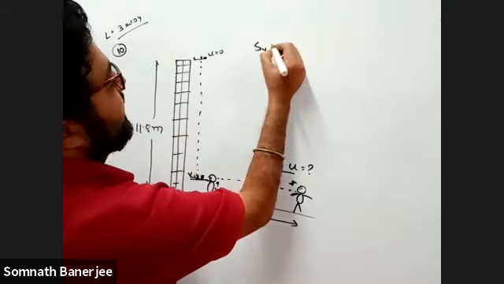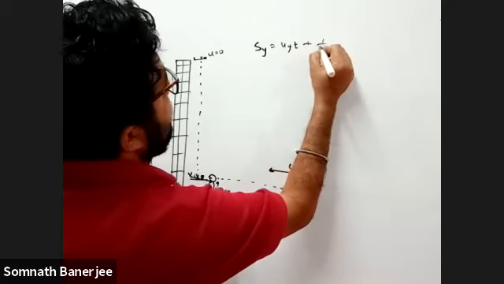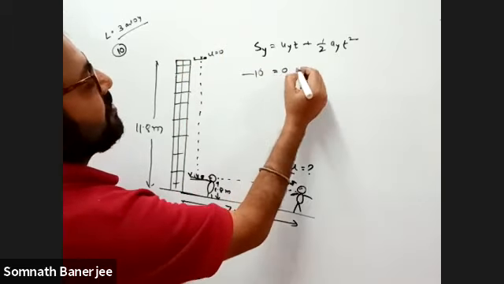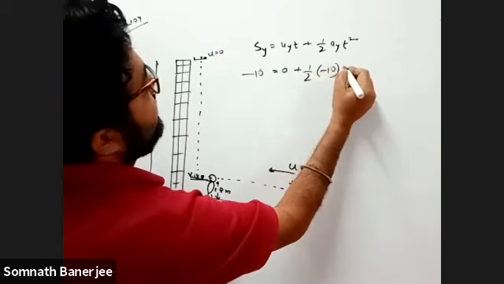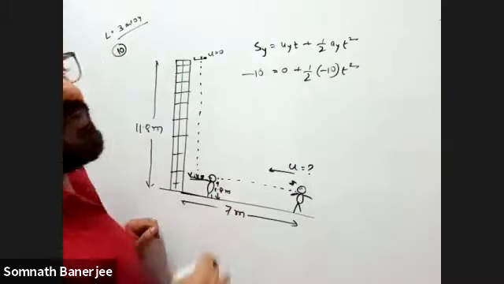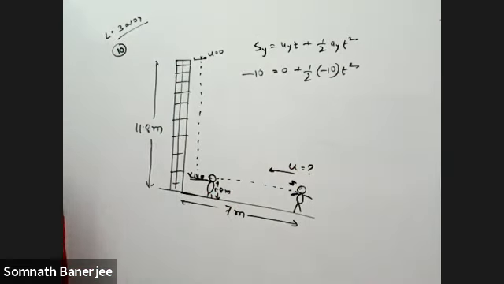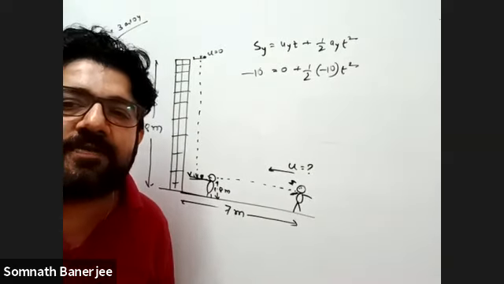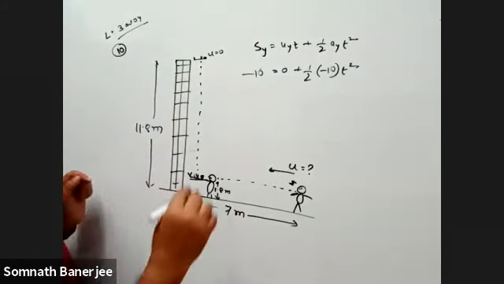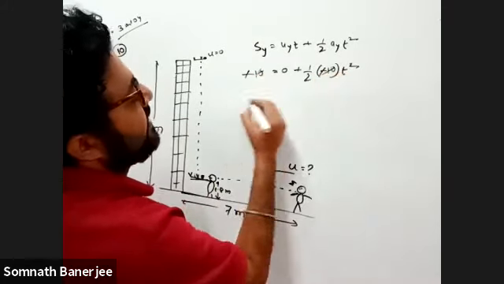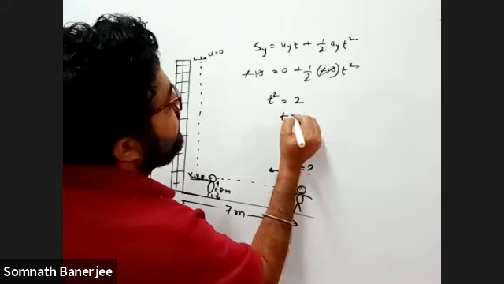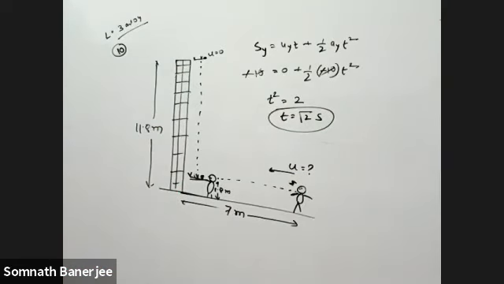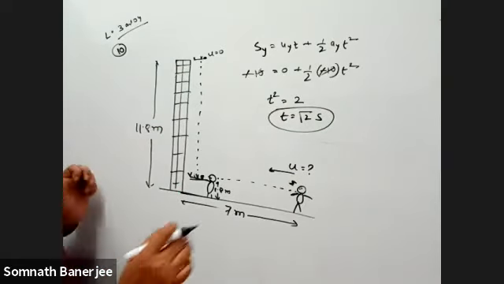In which direction? Downward. So we can write SY is UIT plus half AYT square. 10 meters came downward, 0, half, -10 T squared. You can also take downward motion as positive, but I would say if you keep in mind that downward is positive, it will be helpful for you. Okay, so minus minus cancel, 10 even cancel, T square is 2, T equals √2 second. So in √2 seconds the child, the healthy young man caught the child.